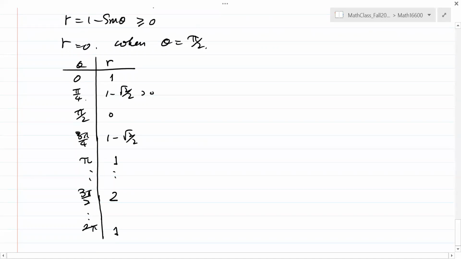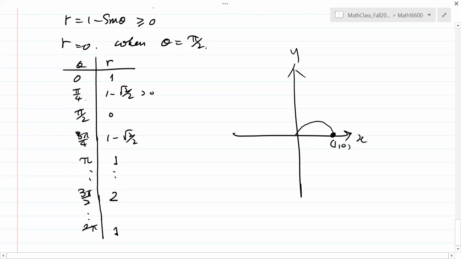Okay, if you draw the graph, you begin with this point when theta is 0. When theta increases, r decreases all the way to 0. So when theta equals pi over 2, you are here. Then when theta increases from pi over 2 to pi, r increases from here to 1. So you still go back to that, okay? Then after theta passes pi, r increases from 1 all the way to 2 when theta is 3 pi over 2. So it's going to be like that. Okay, so this is what you get, a nice picture. So that's a 2.